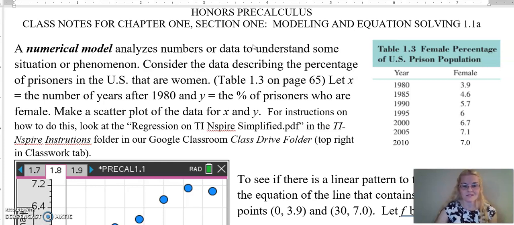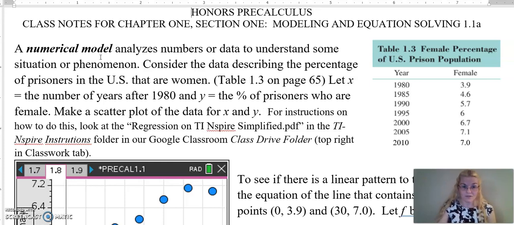So this section refers to the PDF, Regression on the TI Inspire Simplified, which you can find in our class drive folder, which you can get to from our Google Classroom. Once you're in Google Drive, it is in the TI Inspire Instructions folder. And that is just if you're not too comfortable or familiar with using your TI Inspire to do something like what you're going to see down here, making scatter plots, plotting graphs, doing computations. There's a lot of good how-to stuff in there, which I'm just going to take for granted in this video. So let's get started.